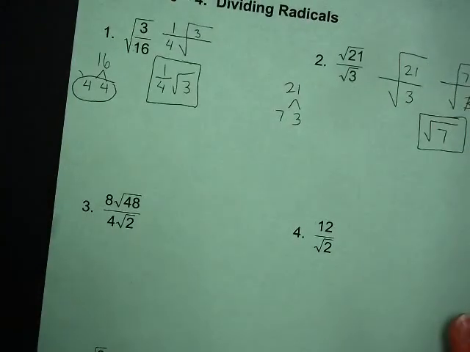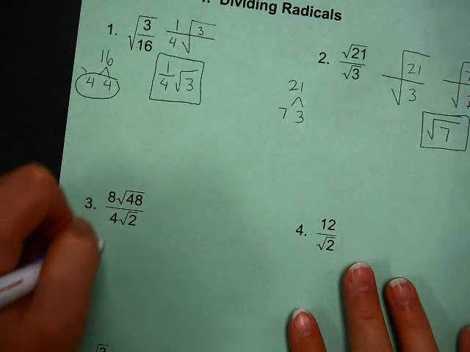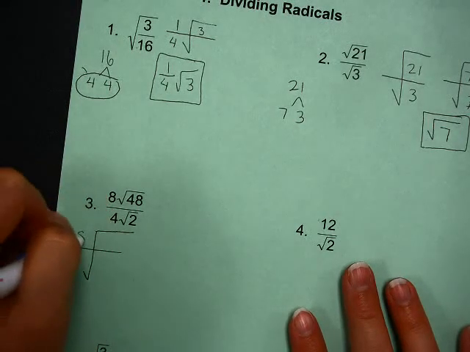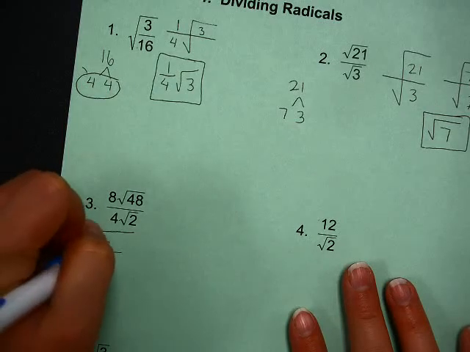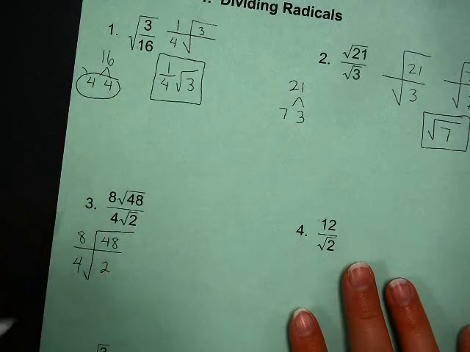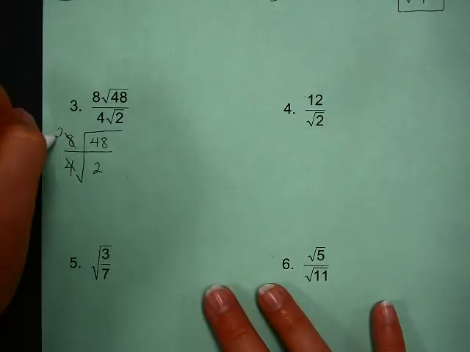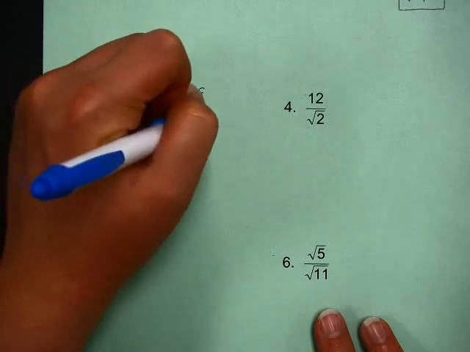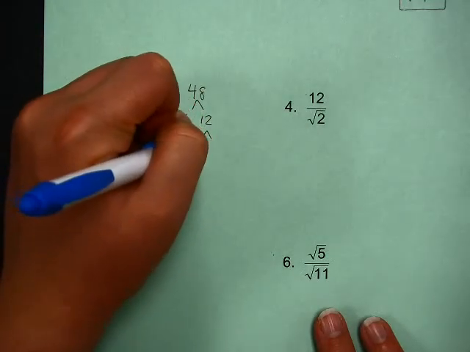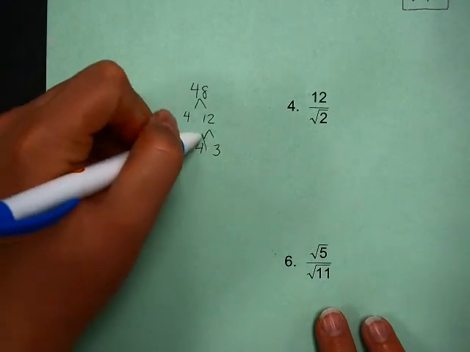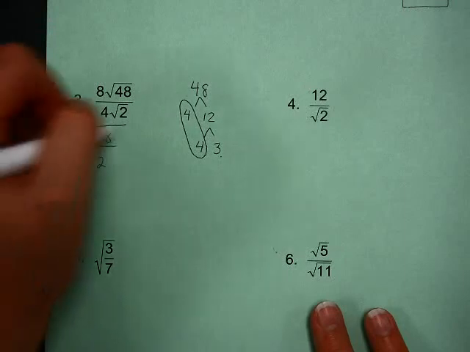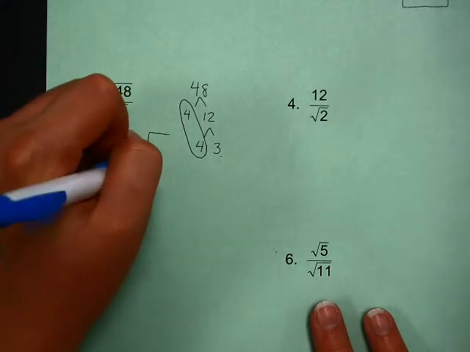Okay, so let's look at this one. I have numbers on the outside, but that's okay. Wow. Okay, so I have 8 and 4, 48 and 2. 8 and 4 can cancel right off the start, so this is 2. 48 is 4 and 12, and 12 is 4 and 3. Oh, I have a pair, so I don't have to go any farther with those, and I can't go any farther with 3.